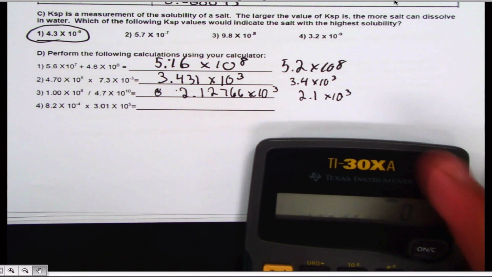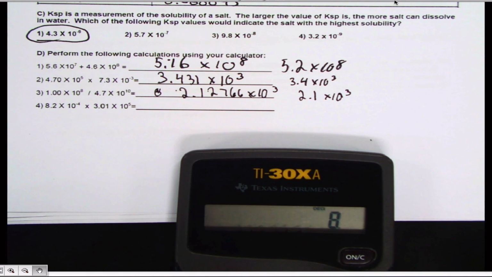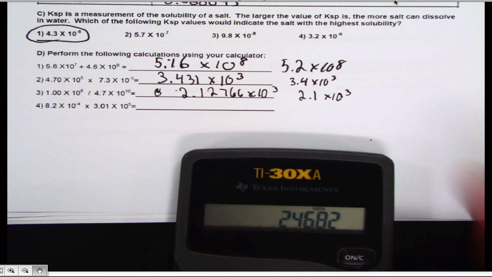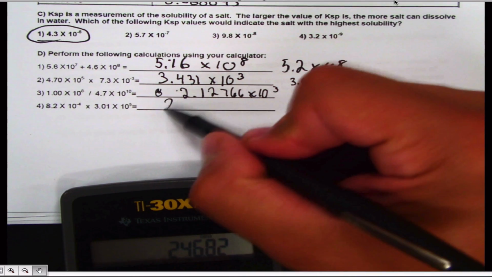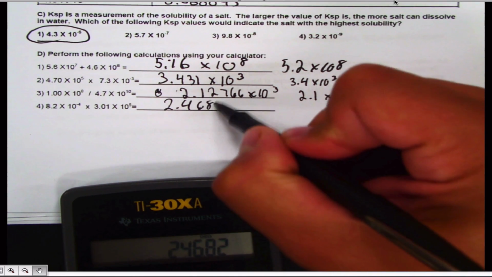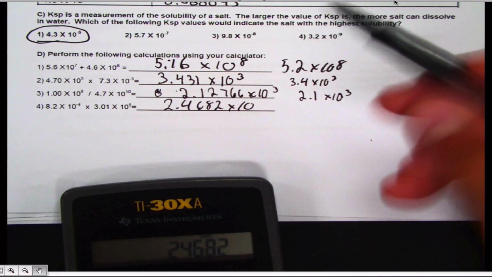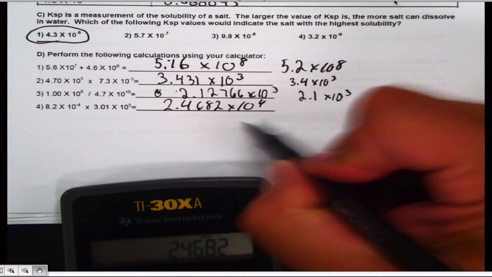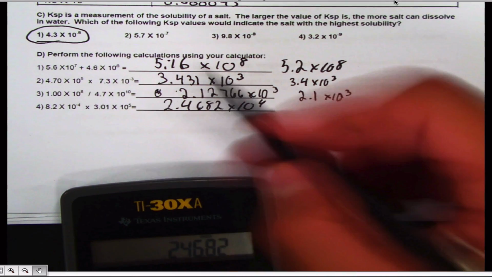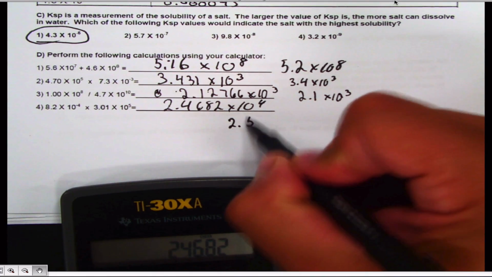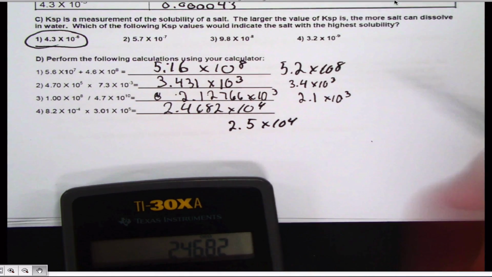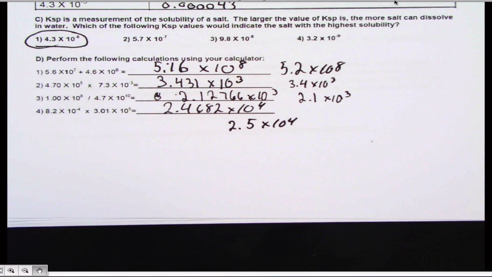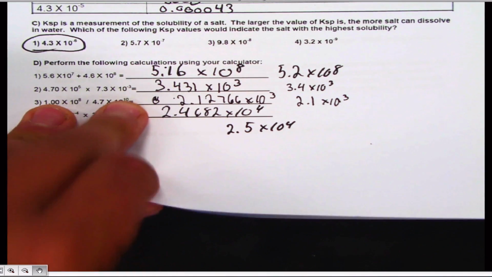Then we got 8.2 e to the -4th times 3.01 e to the 5th. This one we get 2.4682 times 10 to the 4. Rounded to, here's 3 figs, here's 2, so we got 2.5 times 10 to the 4th. So there's some answers for you. Hopefully that helped you out, and keep on keeping on.